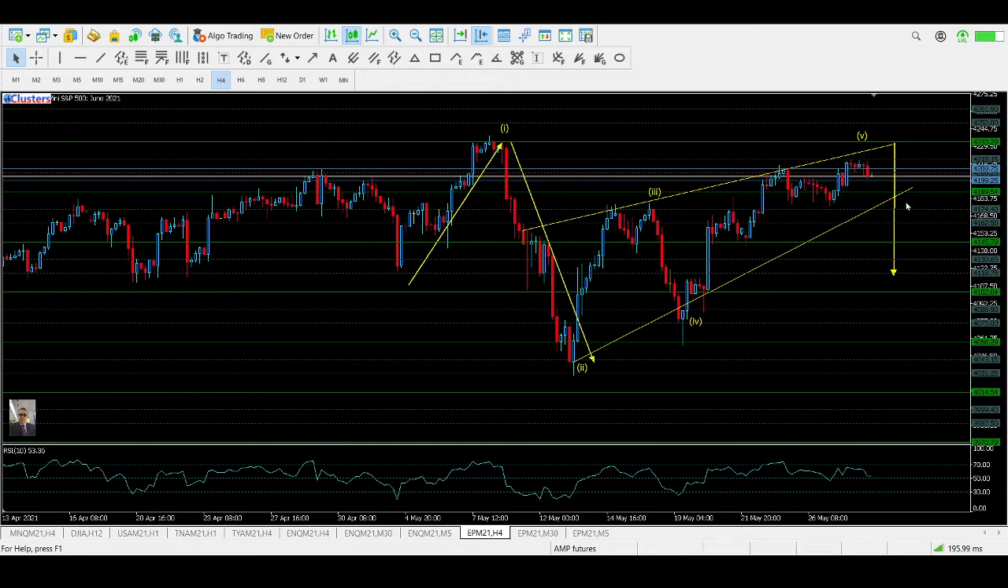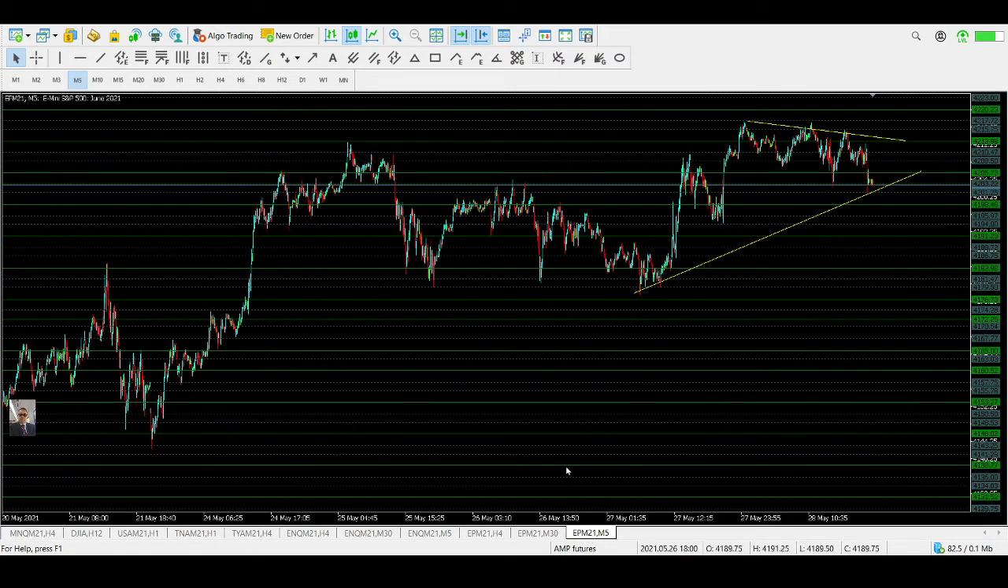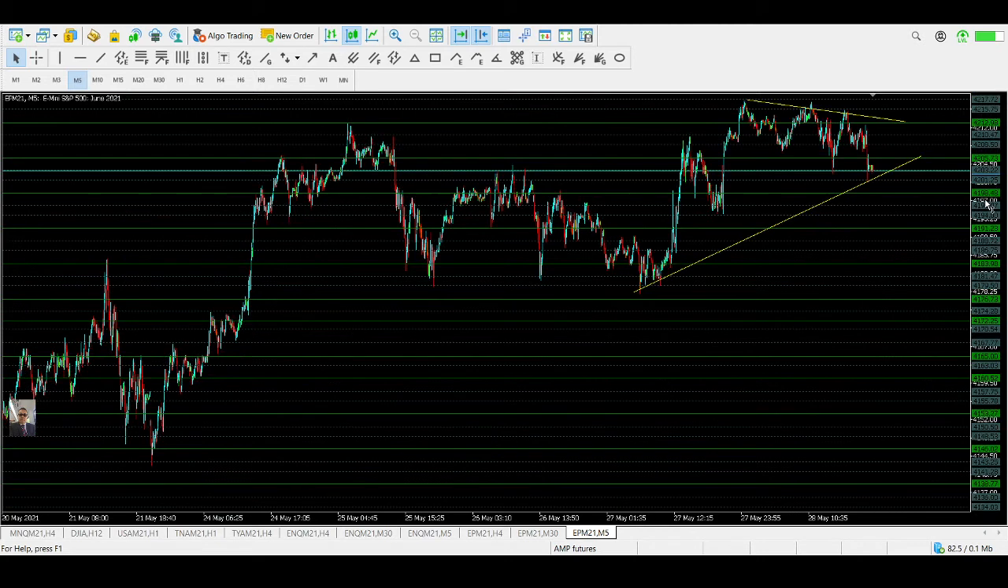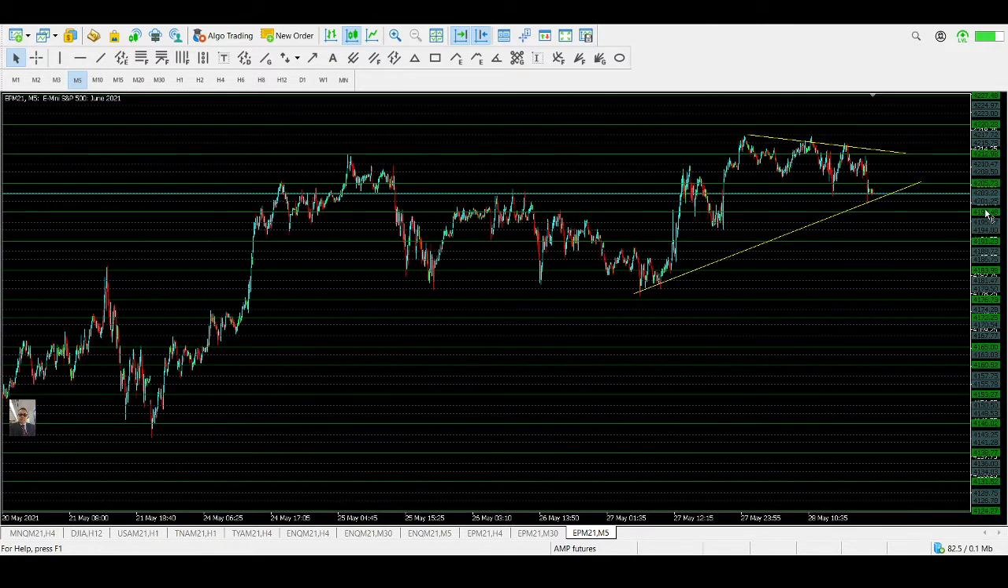Let's wait and see what happens on Monday and Tuesday, probably. But if it takes out this level, 4189, 4190, I think we will probably be looking at coming down to this major level, 4145. So that's the 5-minute, 30-minute, and the 4-hour time frame.